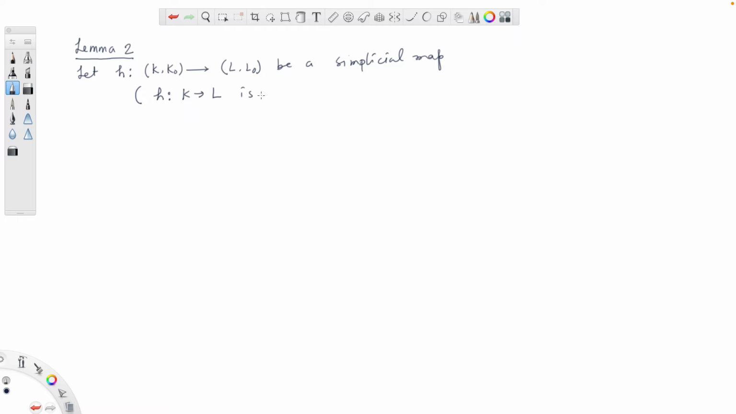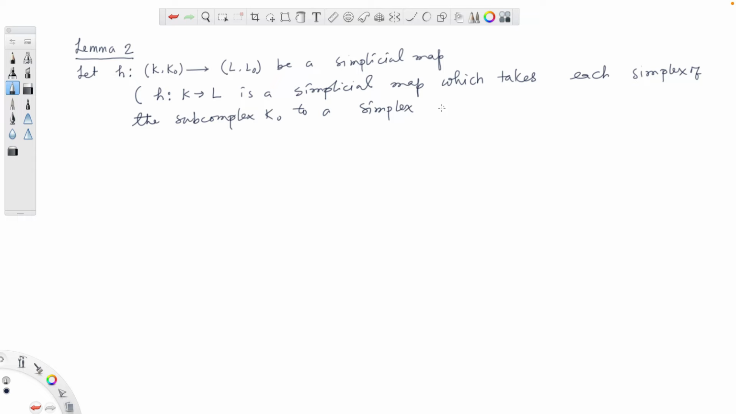I'm reviewing the definition of a simplicial map between two pairs. H from K to L is a simplicial map which takes each simplex of the subcomplex K0 to a simplex of the subcomplex L0 of the complex L. Okay, so this is the definition of a simplicial map between two pairs K comma K0 and L comma L0, where K0 is a subcomplex of K and L0 is a subcomplex of L. Okay, then the following results hold.